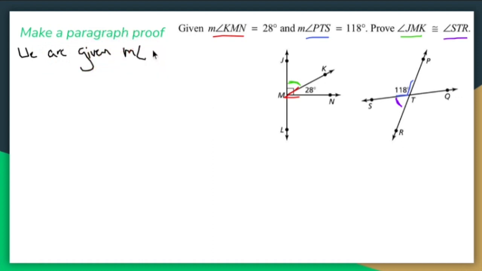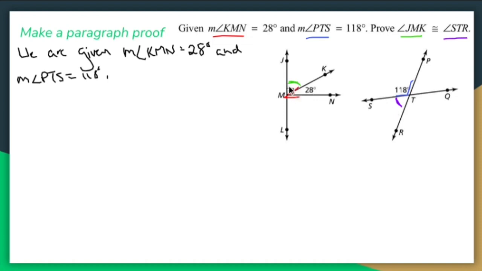So we are given that the measure of angle KMN is 28 degrees and the measure of angle PTS is 118 degrees. Period. End of sentence. All right, how can I start connecting these dots? I need to find a way to connect green with purple here. So why don't I find out what green is? Why don't I find out what purple is? And I'm sure at some point I will find out that they're the same.